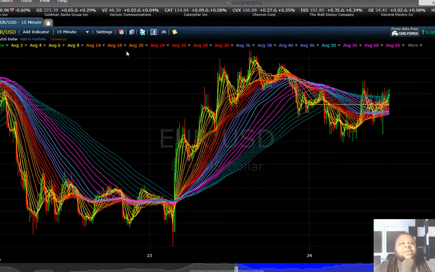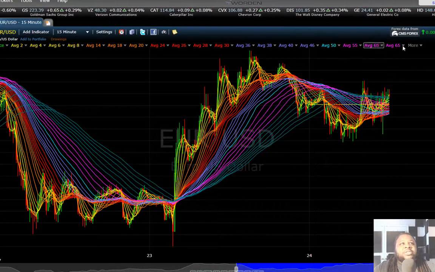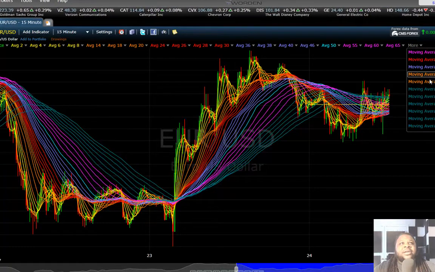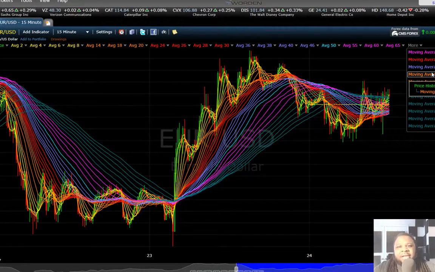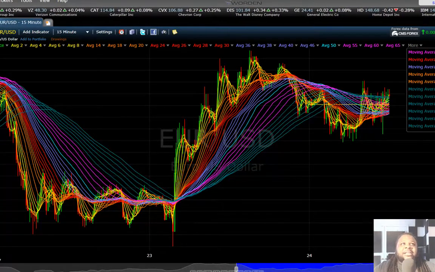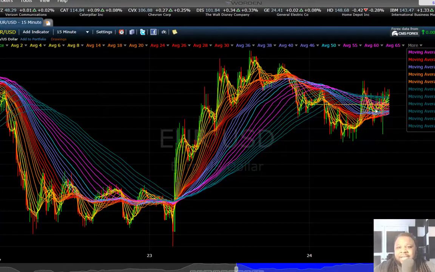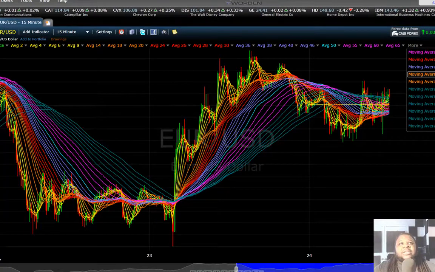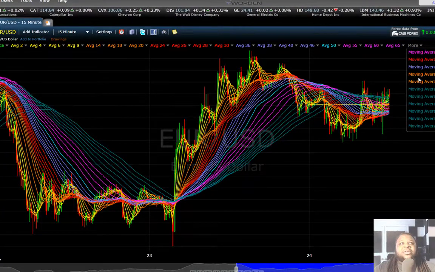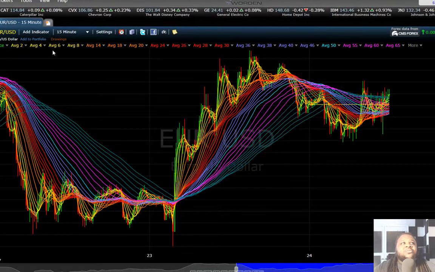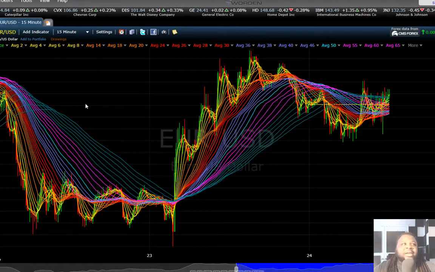Now, there's a couple of them in here that you guys won't see, and it's mainly because I added them in extra over here. The only reason I added them is because I felt that there were certain gaps within this rainbow moving average that needed to be filled. So that's why I added these values inside of these gaps. As you can see, we have the 2 moving average. All of these are just straight simple moving averages.